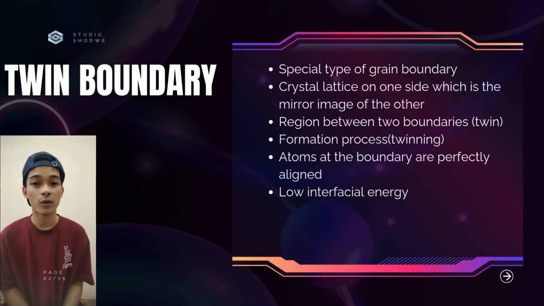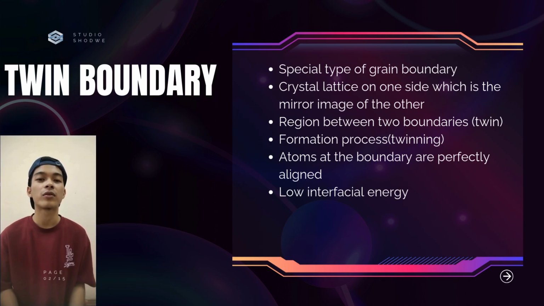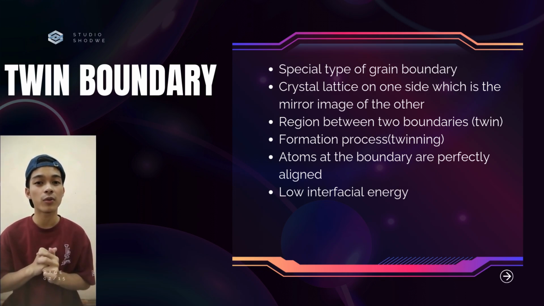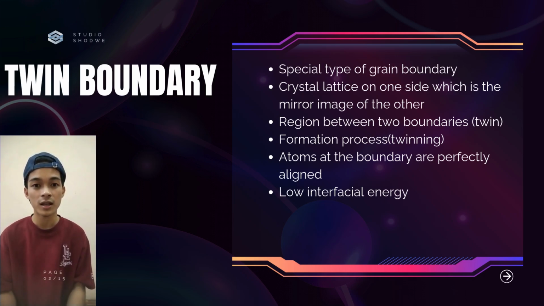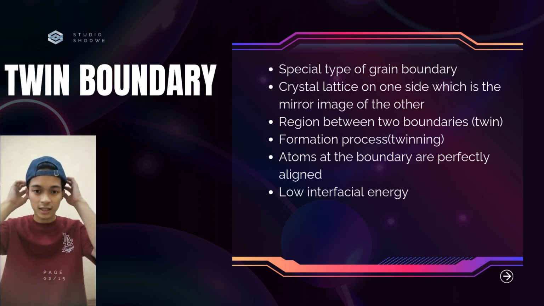Hello, my name is Awis. I will explain about twin boundaries. A twin boundary is a special type of grain boundary where the crystal lattice on one side is a mirror image of the other. The region between two twin boundaries is called a twin, and the formation process is known as twinning. Unlike random grain boundaries, atoms at the twin boundary are perfectly aligned, giving it low interfacial energy.